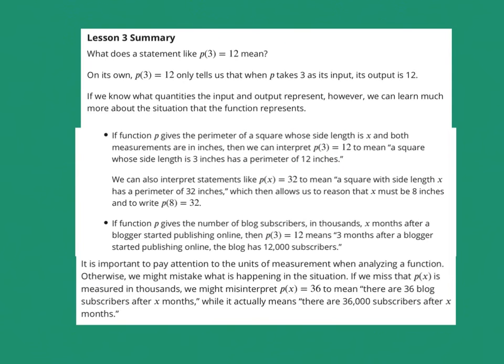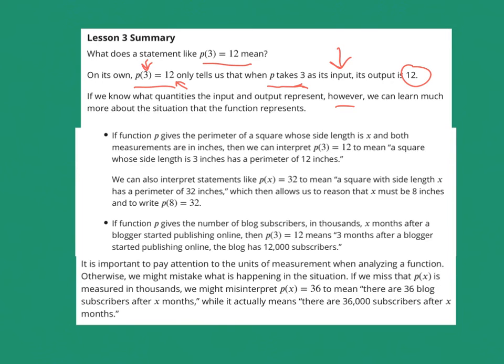So in summary, what does a statement like P of 3 equals 12 mean? On its own, P of 3 equals 12 only tells us that when P takes 3 as the input, 3 is the input, 12 is its output. If we know what quantities the input and the output represent, however, we can learn much more about the situation.